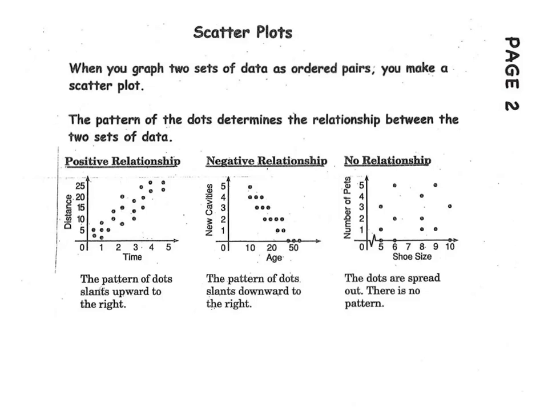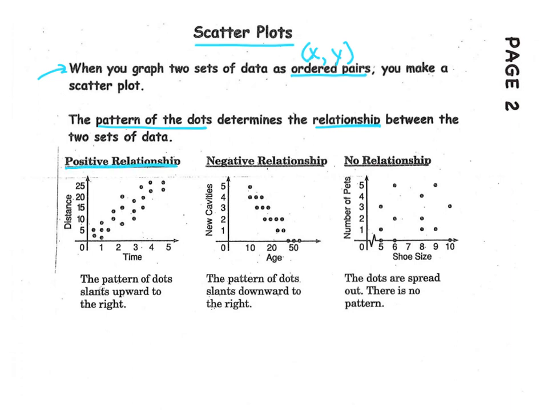Welcome to page 2 of Excel packet number 5. We're continuing to look at scatter plots. Let's read. When you graph two sets of data as ordered pairs, that means an X and a Y, you make a scatter plot. The pattern of the dots determines the relationship between the two sets of data.